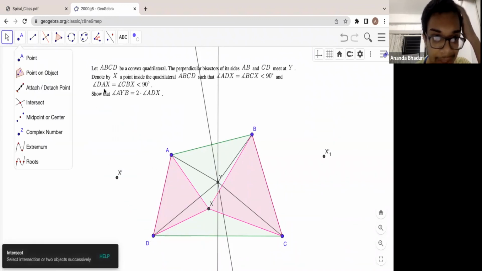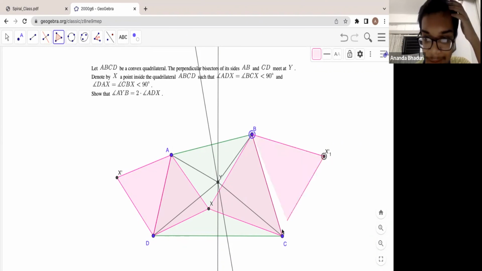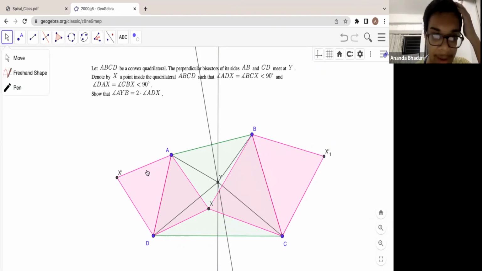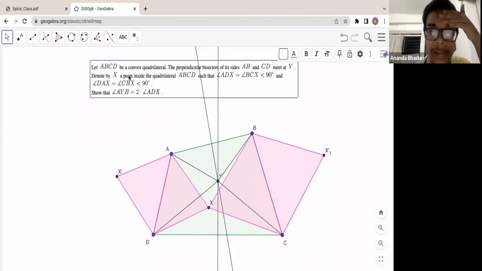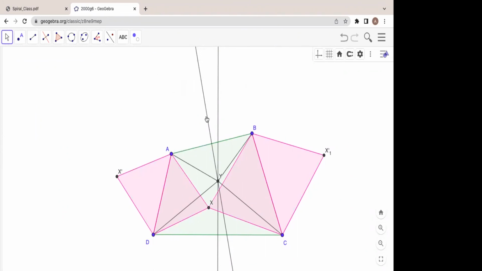Now, AX dash D is similar to BXC. So this spiral similarity which takes AD to BC takes X dash to X. Similarly for this thing. So let's say, how do you construct it? I'll remove the statement now. Is that fine? Yes. Okay, yeah.